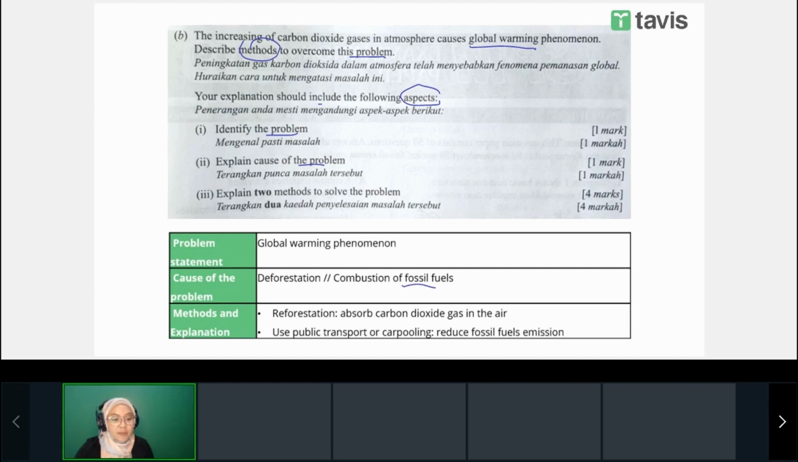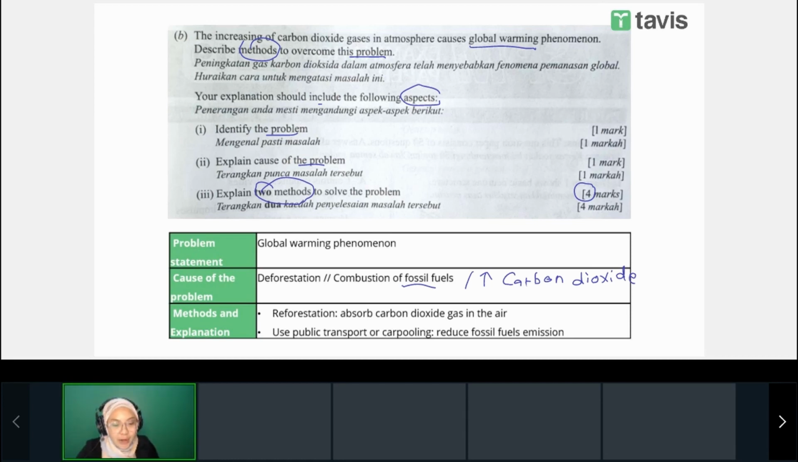The methods and explanation. Okay, now your problem statement is the global warming phenomenon. It is caused by deforestation or the increasing of the carbon dioxide. Increasing carbon dioxide. And then they ask the third question. They want you to give 2 methods, but they fight for marks. So that means if you give a method, you have to explain your method.